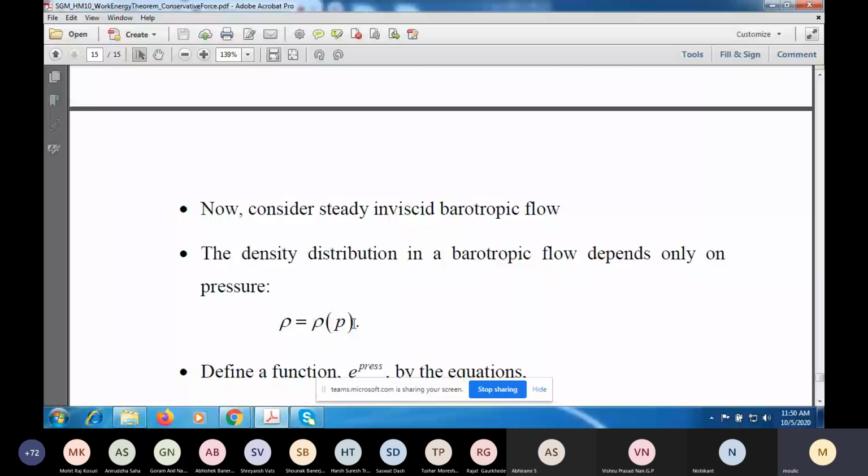Another example is the isentropic flow of a gas. If you neglect viscous effects, there is no entropy generation. If we start with an equation of state, rho is a function of p and s, where s is the entropy, then S1 will be equal to S2. So the change in density of the particle as it moves from 1 to 2 is only because of the change in pressure. So we can call that another example of a barotropic flow.